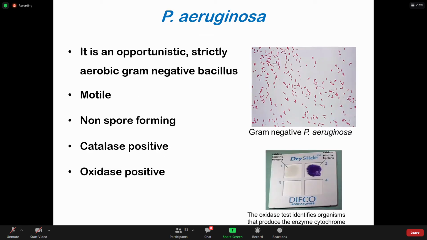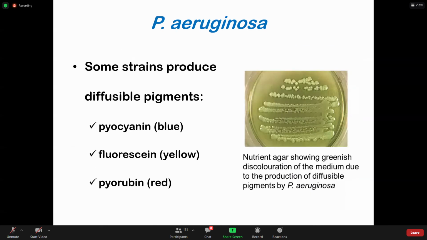Pseudomonas is an opportunistic, strictly aerobic, gram-negative bacillus. It is motile, and it does not form spores. The organism is catalase positive and it's oxidase positive as well. This is a revision of your previous lectures. We know that some strains of this organism produce diffusible pigments, which we can use in the laboratory to make a presumptive identification.